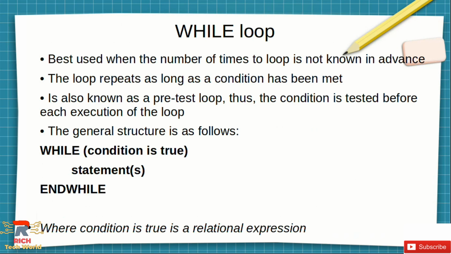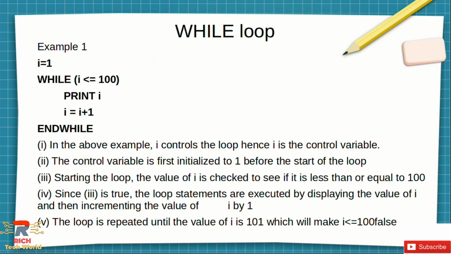So let's look at some examples to broaden our understanding of the while loop. The first example says that we have a variable, I, and we give it a value of 1. So I equals 1. Then we bring our while control structure over here. While I is less than or equal to 100, we are going to print the value of I, and also now I is going to be equal to I plus 1. So we are going to add 1 to the value of I.